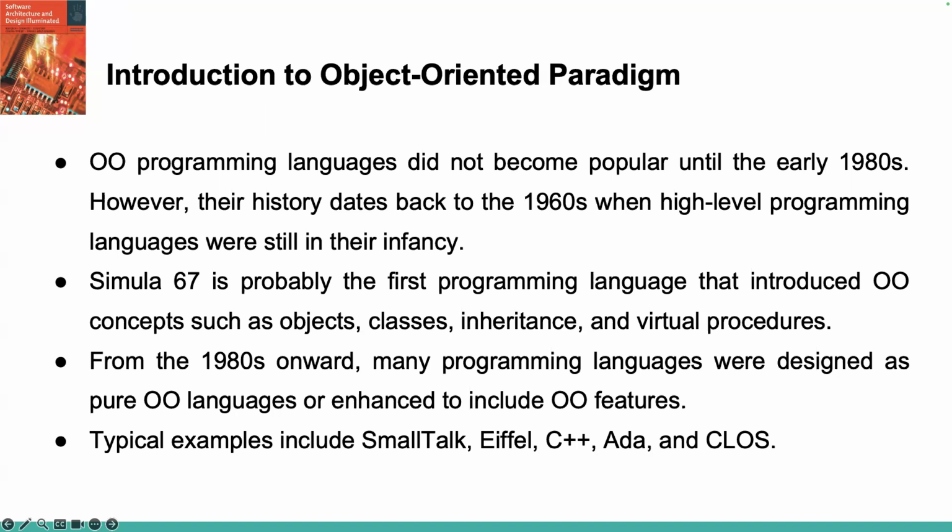inheritance, and virtual procedures. Fast forwarding to the 1980s, and the programming world saw a surge of languages designed either purely as object oriented or enhanced with object oriented features. Prominent examples include Smalltalk, Eiffel, C, Ada, and CLOS, all of which shaped the modern software development landscape. In this session, we'll explore how these languages contribute to the evolution of software design and development.